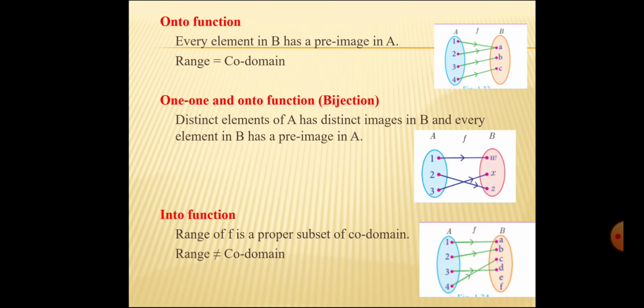Codomain is A, B, C, D, E, F. So the range answer is A, B, C, D only. The codomain answer is A, B, C, D, E, F. So these two answers are not equal. So range is not equal to codomain. That is an into function.